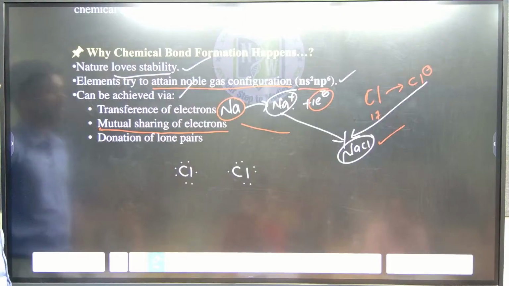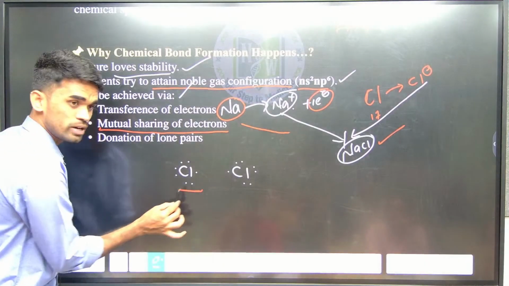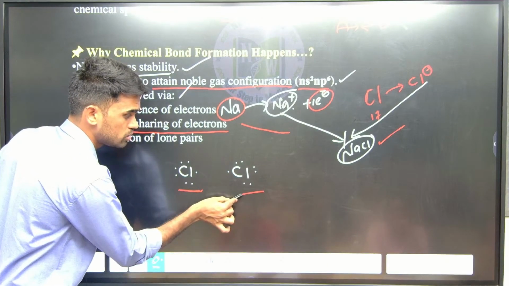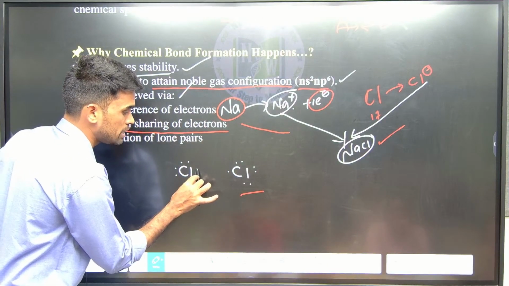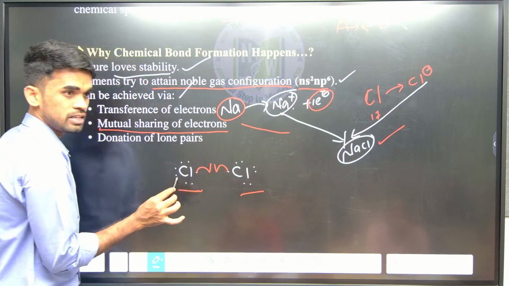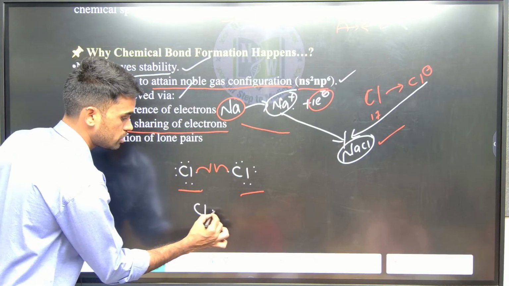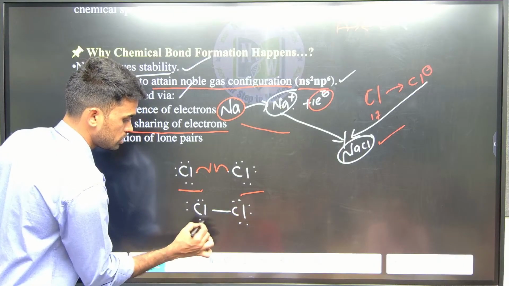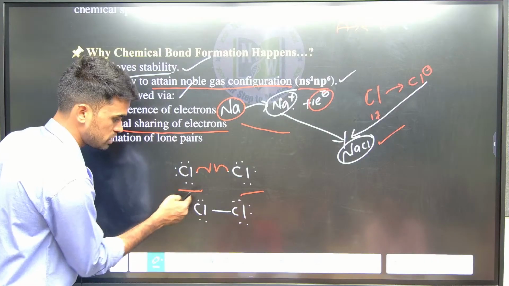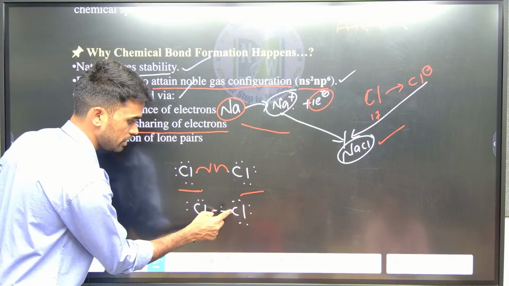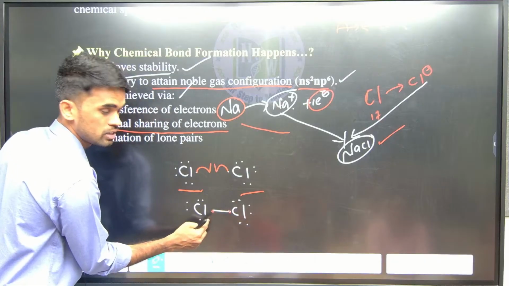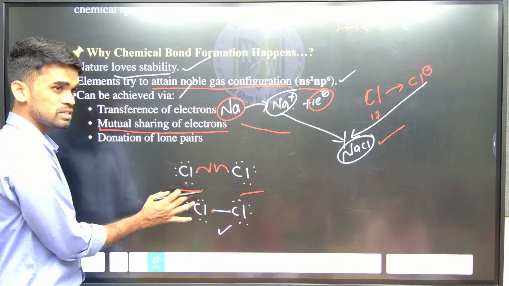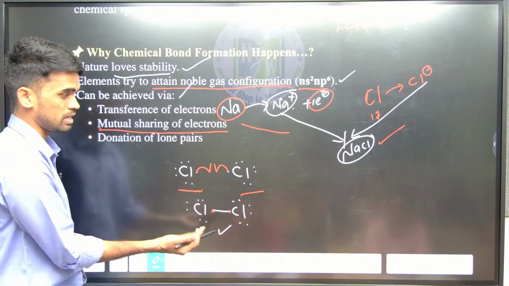Seven electrons. Okay. Now how many extra electrons does it require? One more is required. For this one also. So now what will they do? They will mutually share and make a bond like this. Now count. Each element will have 8. So 6, 7, 8. This one also 6, 7, 8. So both become stable.